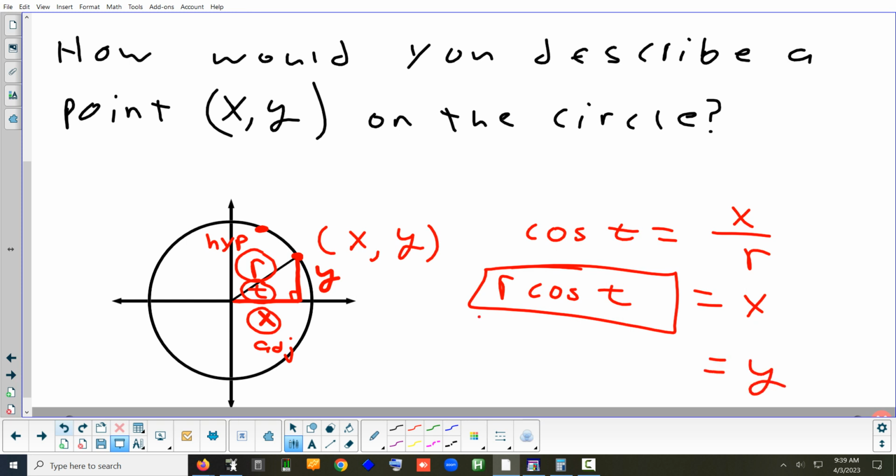Now, the y one is going to be pretty much the same thing. Just think of the trig function we would have to use that would involve the opposite instead of the adjacent. What trig function would involve opposite and hypotenuse? Yeah? Sine. So those are the two functions that you use to draw a circle in parametric. R cosine t is the x, and R sine t is the y. They'll tell you what they want R to be. If they tell you R is 5, you fill in a 5.